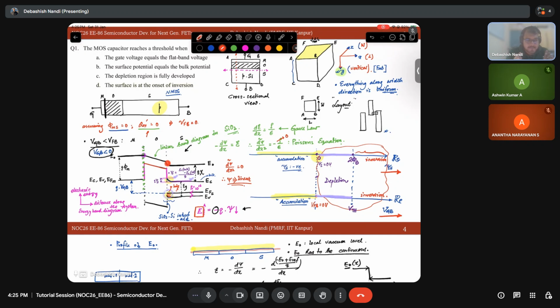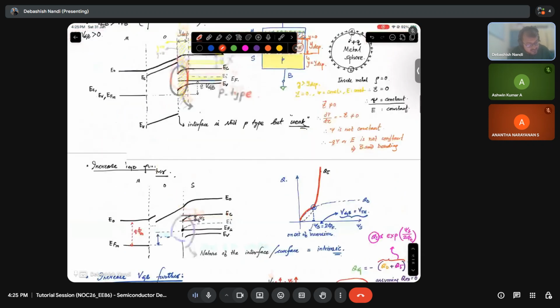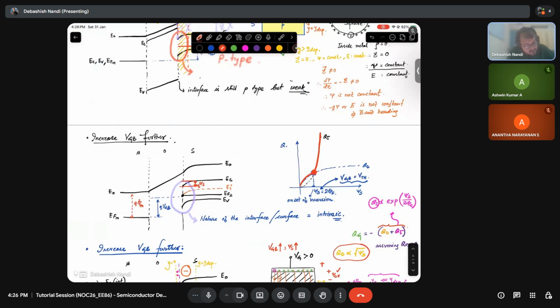Yes, sir. This point is also called the onset of inversion. Onset means just about to start. See, this is the same point as this, beyond which your inversion charge just starts to take control over everything. Fine.